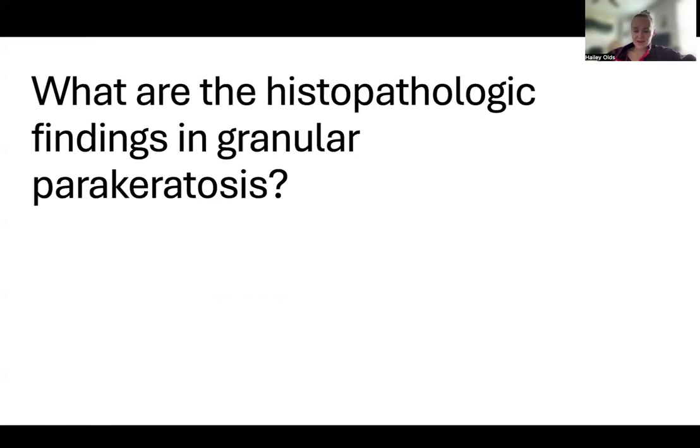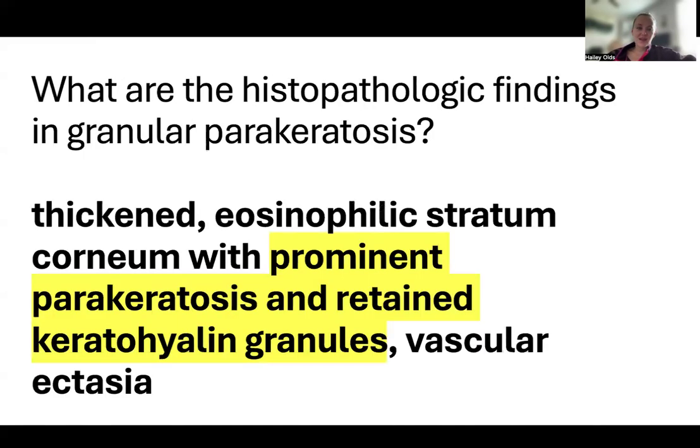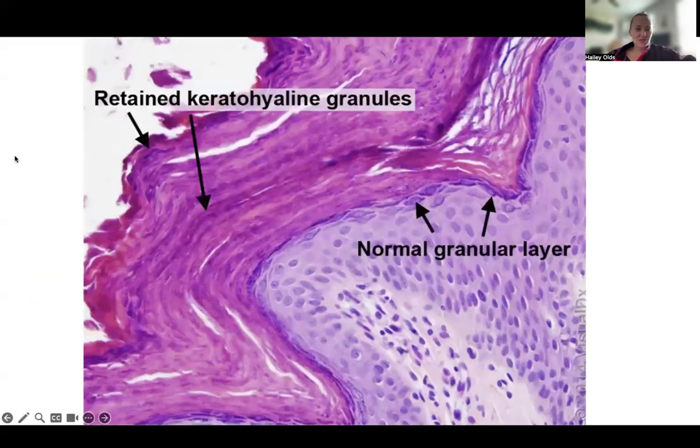What are the histopath findings in this? So the main thing is you see these retained keratohyalin granules in the stratum corneum and parakeratosis. And here is a picture where you can see that the granules are up in the stratum corneum, not where they're supposed to be, but you have a normal granular cell layer still.